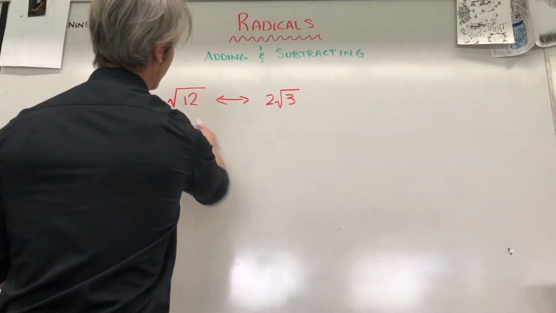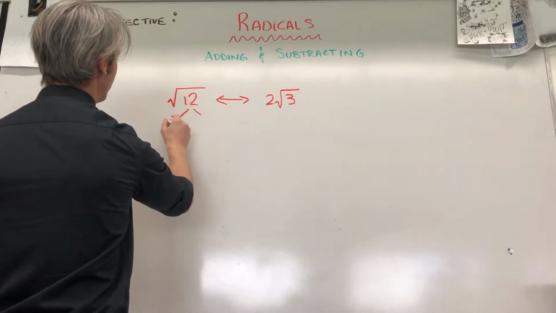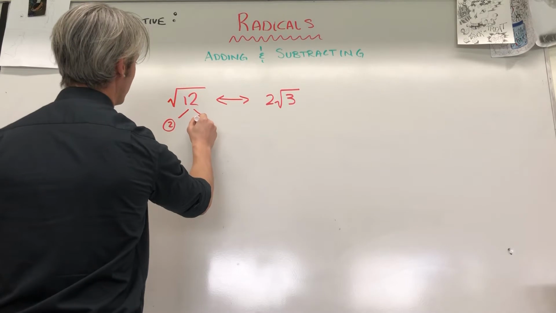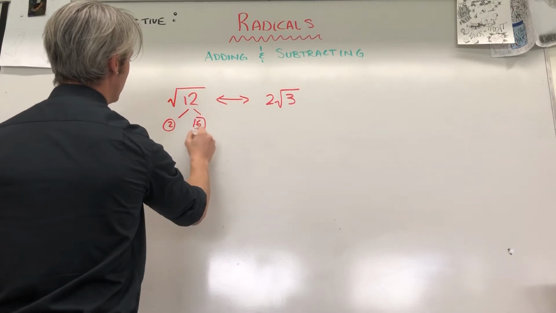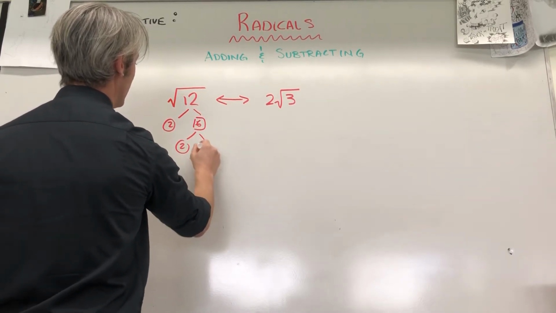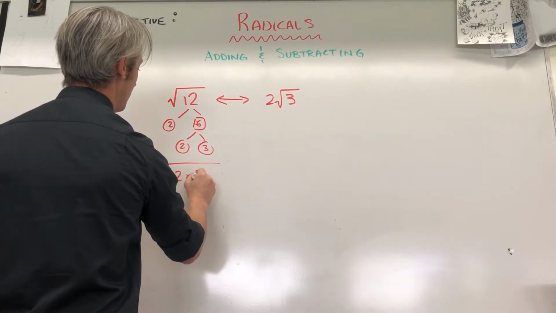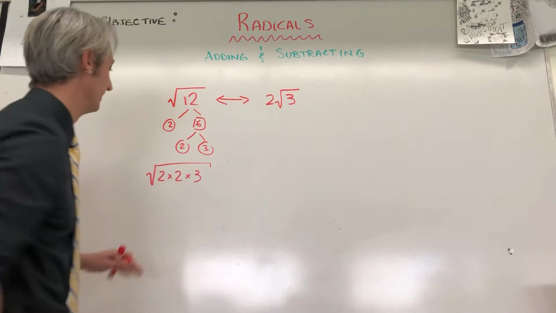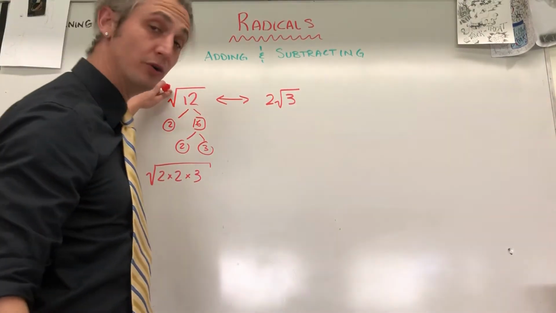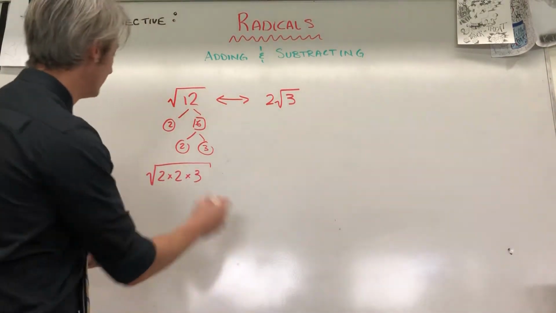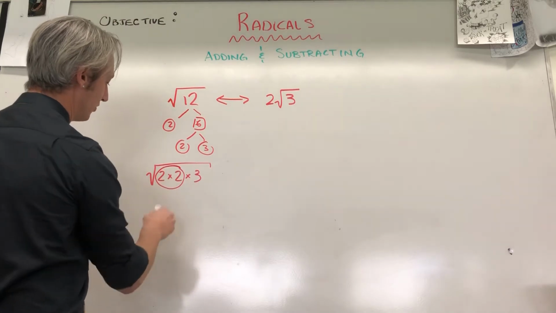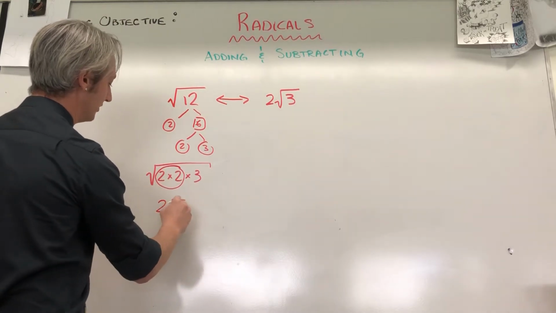So to go from here to here, we have to break this number down into its prime factors and then rewrite it as a product of the prime factors. And then we're looking for perfect squares. And perfect squares for a square root means two of the same number, so then I can pull out the square root of 4, which is 2, so this becomes 2 times root 3.